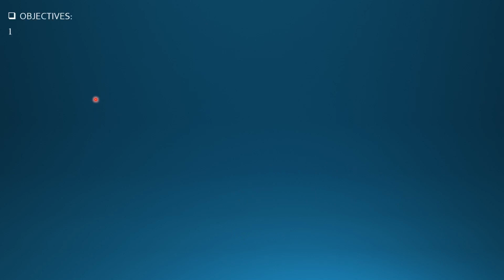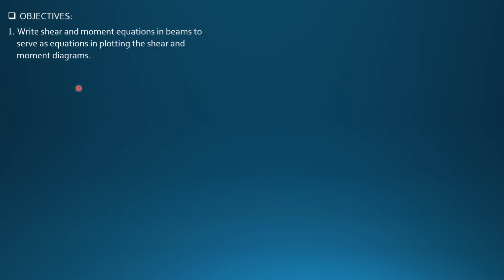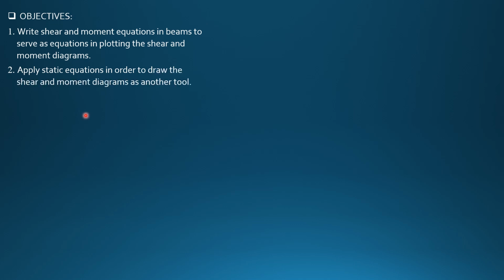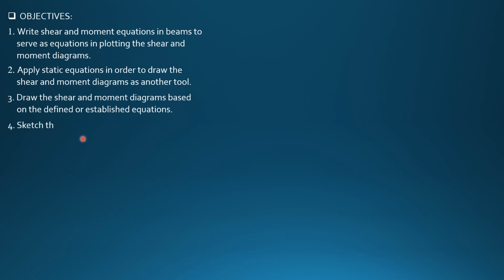So let's have objectives: to write shear and moment equations in beams to serve as equations in plotting the shear and moment diagrams. Apply static equations in order to draw the shear and moment diagrams as another tool. Then draw the shear and moment diagrams based on the defined or established equations for shear and moment. Then finally sketch the elastic curve or the deflected shape of the beam. Although not required, it is a good practice to have the sketch of the elastic curve so that you'll be prepared for the deflection of the beam.